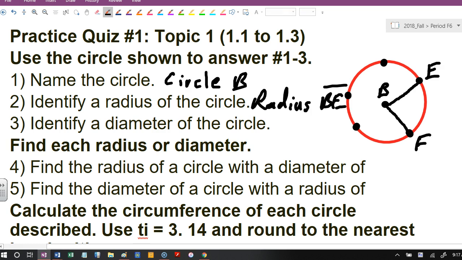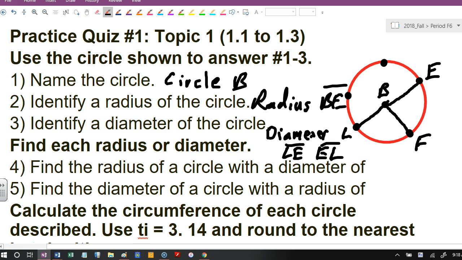Okay, diameter. Let's pretend that this is letter L. If this is L, what is the diameter going to be? Either LE or EL. You don't have to put both, just one of them.